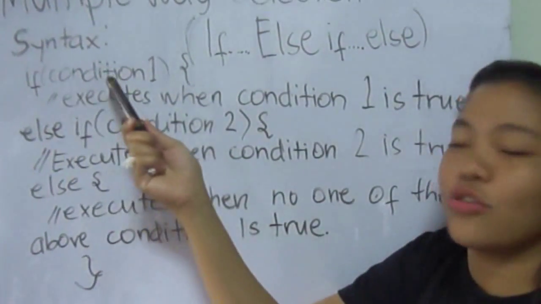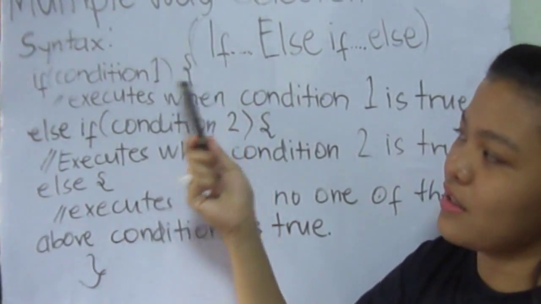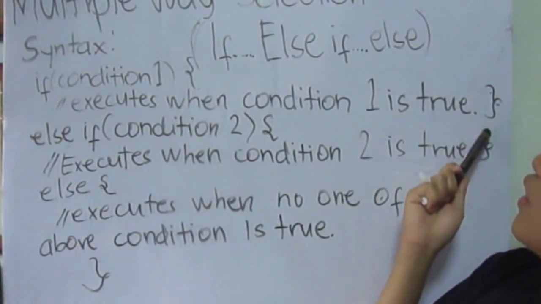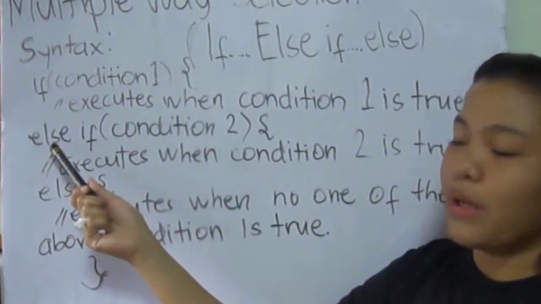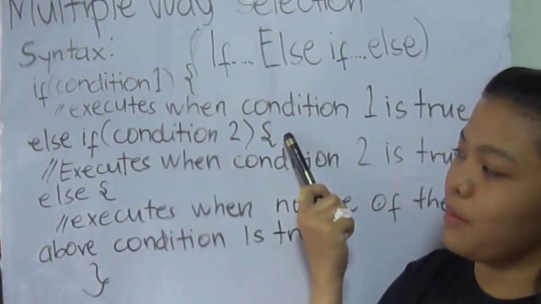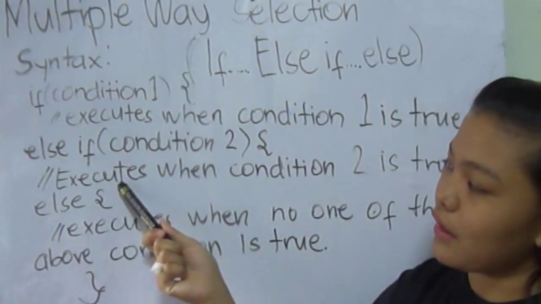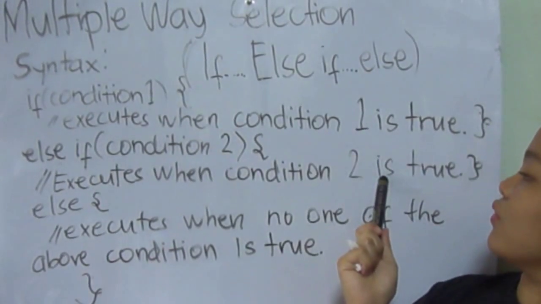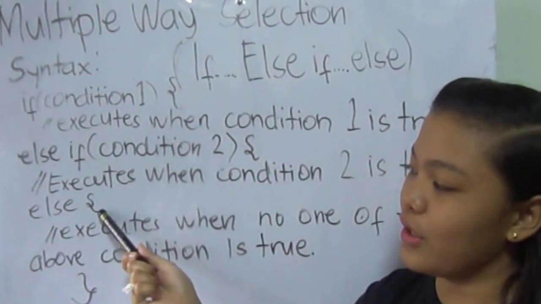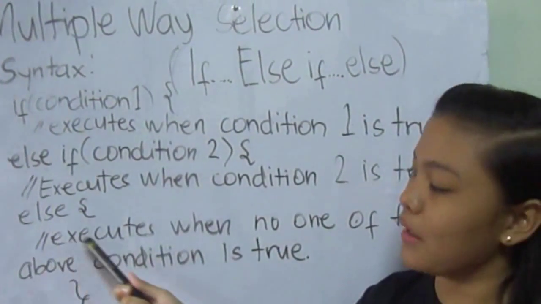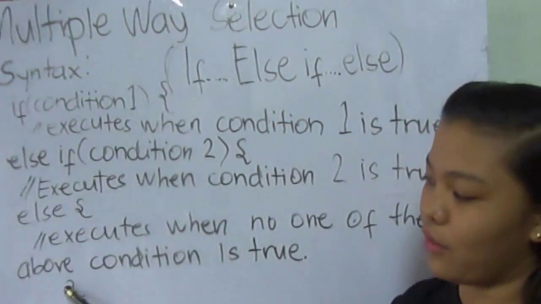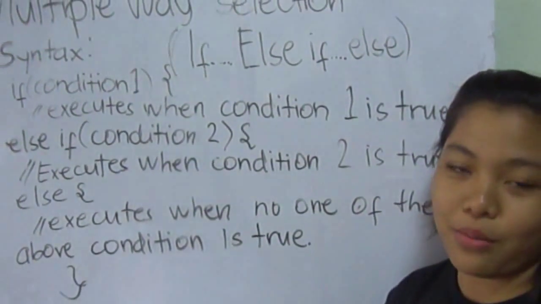If followed by condition 1, open curly brace, followed by the statement executed when condition 1 is true, close curly brace, followed by the else if, followed by condition 2, open curly brace, then the statement executed when condition 2 is true, close curly brace, else, open curly brace, followed by the statement executed when none of the above conditions is true, then followed by the close curly brace.